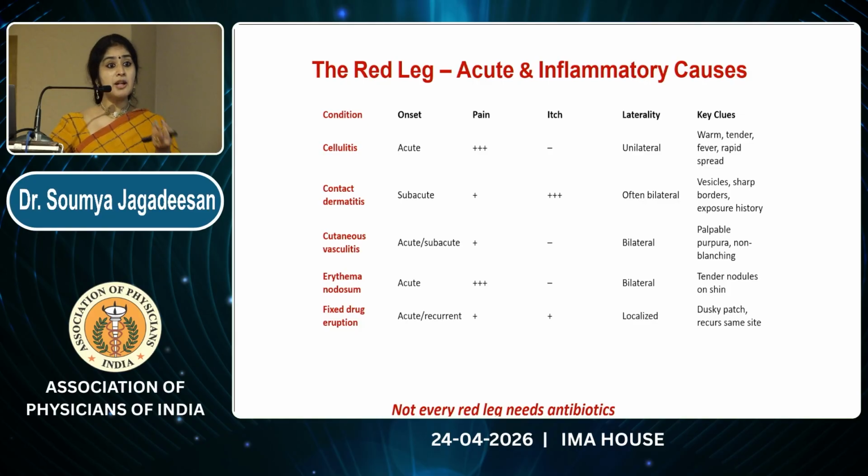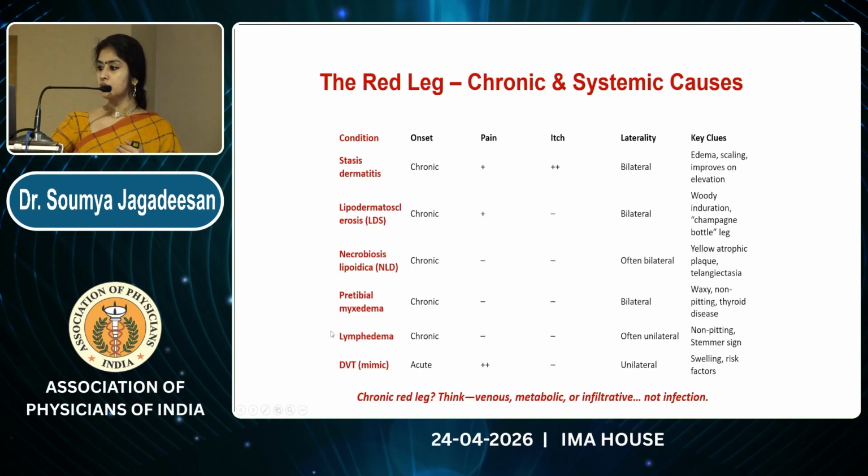It can be erythema nodosum. Erythema nodosum, you all know, right? You get tender nodules on the shins, and it could be a marker of tuberculosis, sarcoidosis, inflammatory bowel disease, other connective tissue disorders, so many things. So when you get an acute red leg, these are the things that you should think about. Now coming to chronic red leg. A person has had a red leg for a long time.